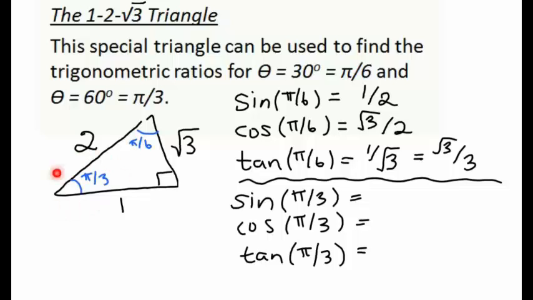Next, using the reference angle of pi by 3, let's find these three ratios. First, sine of pi by 3 is going to be the opposite side over the hypotenuse side, which is root 3 over 2. For cosine, we're going to have the adjacent side over the hypotenuse side, which is 1/2. And for tan of pi by 3, we're going to have the opposite side over the adjacent side. That'll give us square root of 3.